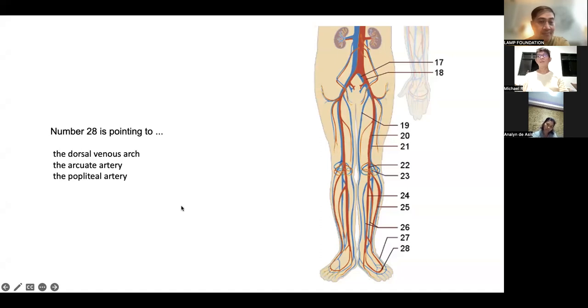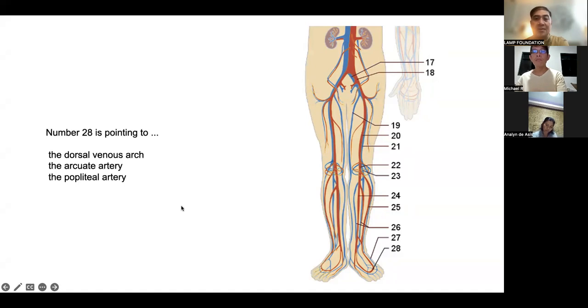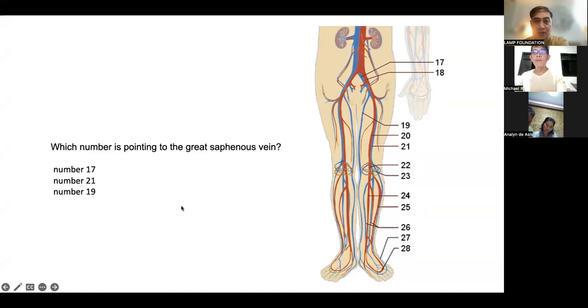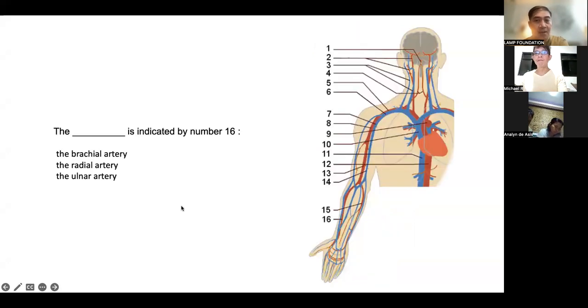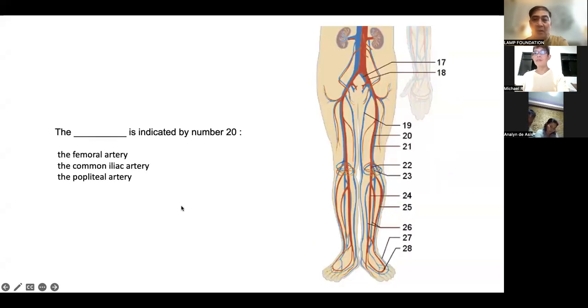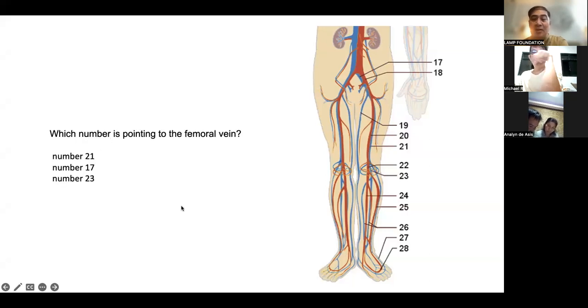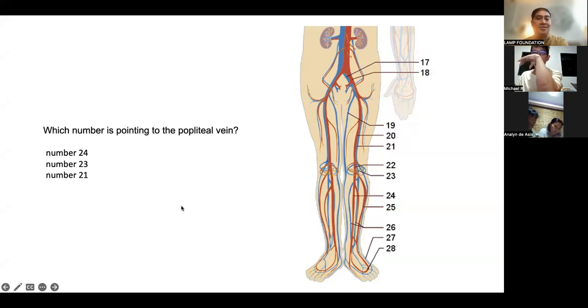Number 28 is the arcuate artery. Okay. Which number is pointing to the great saphenous vein? Number 19. The blank is indicated by number 16. Radial artery. The blank is indicated by number 20. Femoral artery. Which number is pointing to the femoral vein? Number 21. Which number is pointing to the popliteal vein?